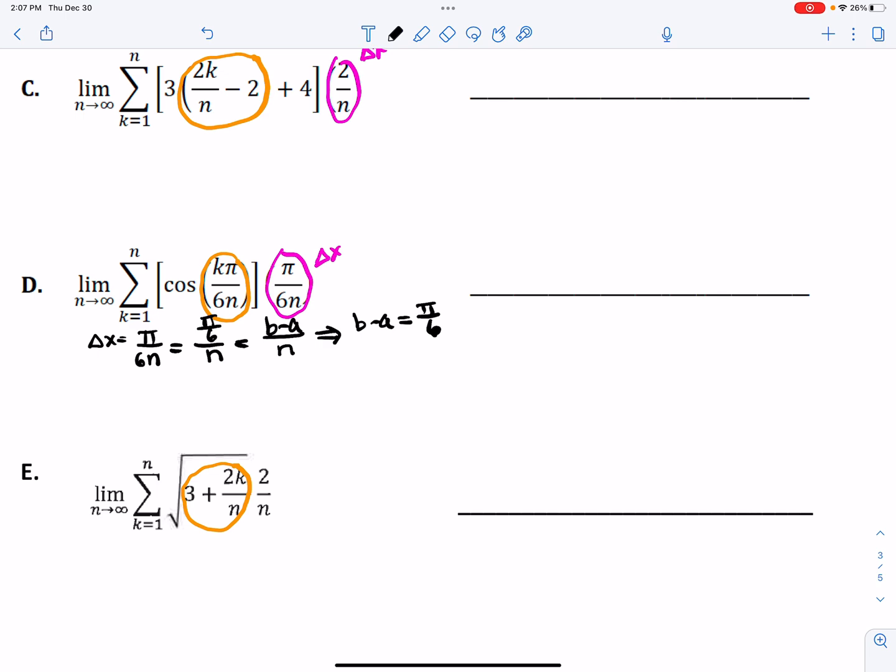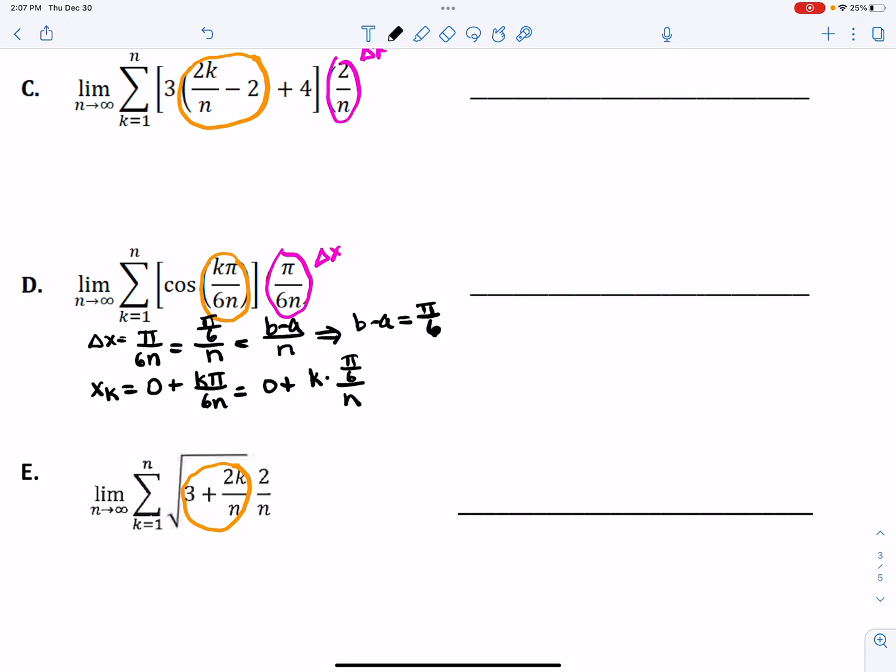Now, our x sub k is, I could put a 0 plus k pi over 6n. We write it as 0 plus k times pi over 6 over n, which we wrote to be consistent with the right endpoint in the kth subinterval.